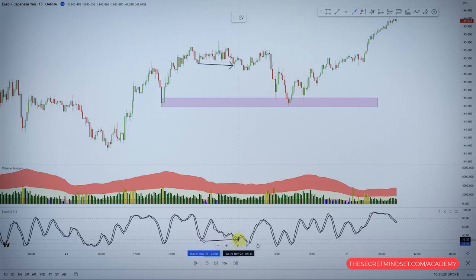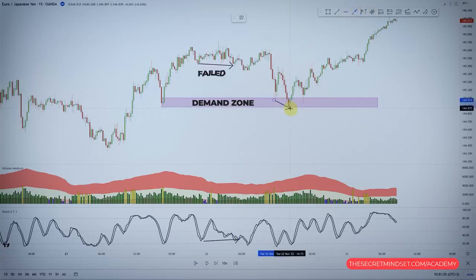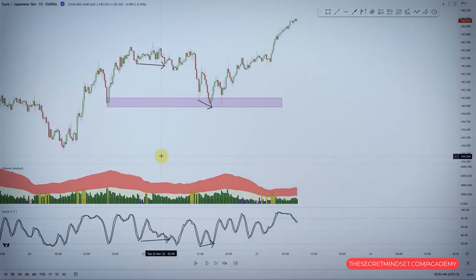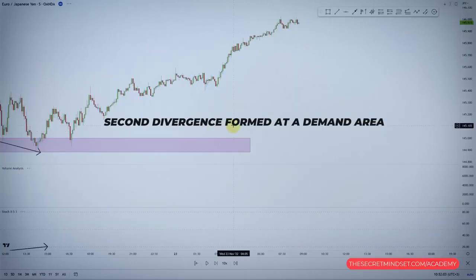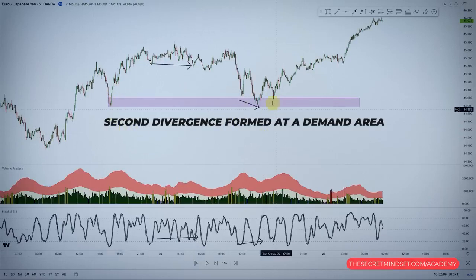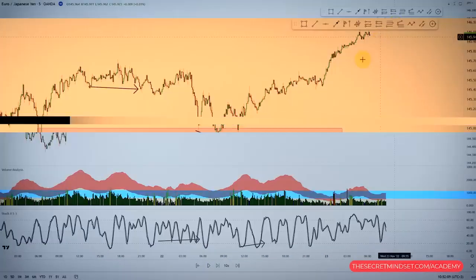In this example, you see an uptrend with two divergences. However, the first one completely failed, and the second one resulted in a massive winner. What was the difference? If we analyze the big picture, we see that the first divergence happened in the middle of nowhere, and the second divergence formed at the demand area. As a day trader, you must first identify your support and resistance zones or supply and demand areas, and then let price come to you. Such an approach will impact your performance in a big way.